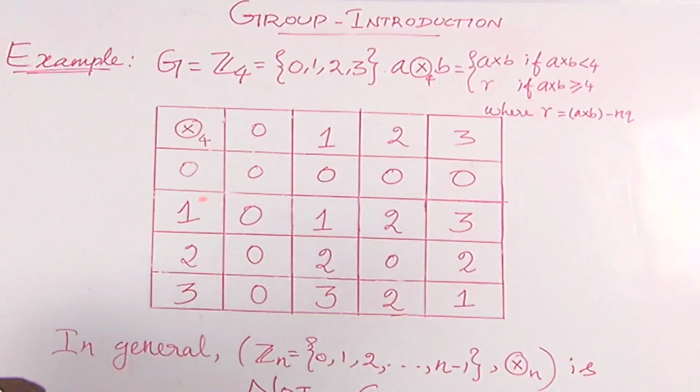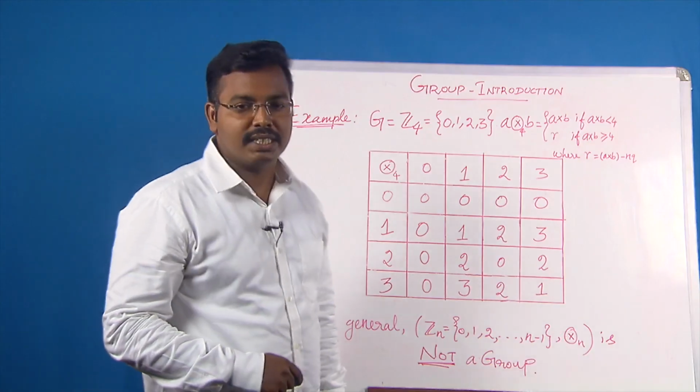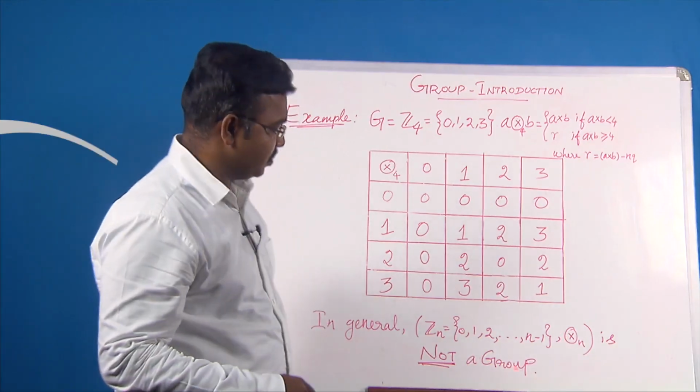So, in general, both Zn as well as Zn star, where Zn equals 0, 1, 2 up to n minus 1, and Zn star means 1, 2 up to n minus 1, with respect to multiplication modulo n do not form a group.